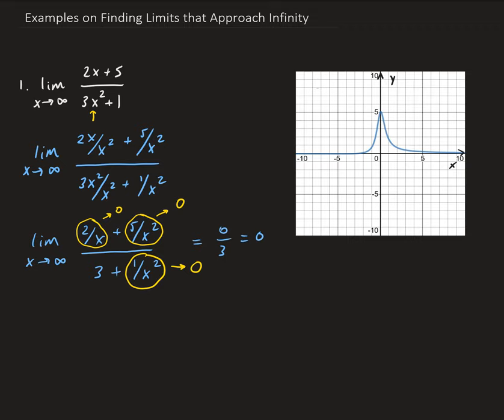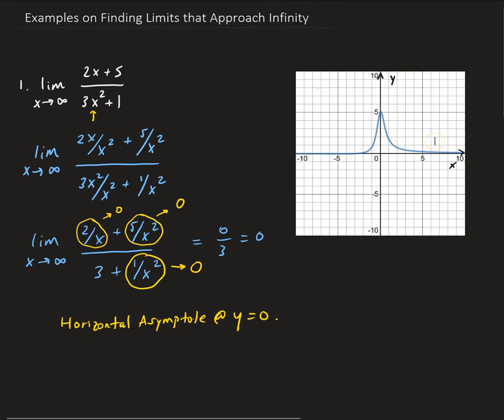So what this tells us is that not only is this the limit, but it also tells us the horizontal asymptote, which in this case is y equals 0. You can see that here in this figure, here's our function. As x approaches infinity and also minus infinity, the function gets closer and closer to the x-axis, which represents y equals 0.